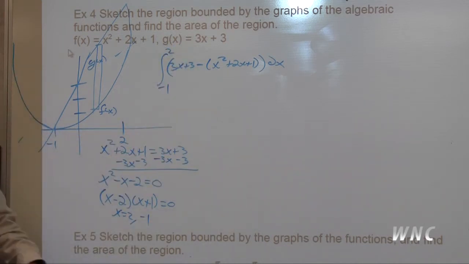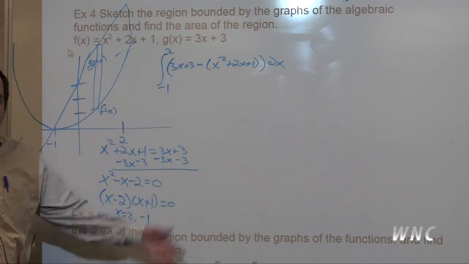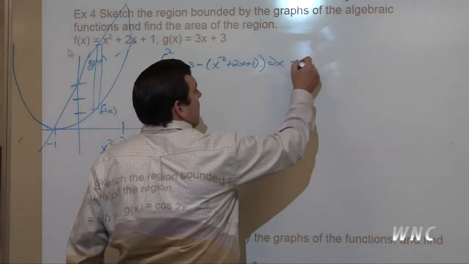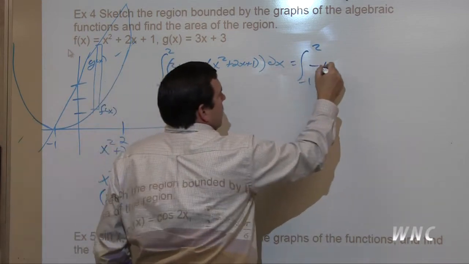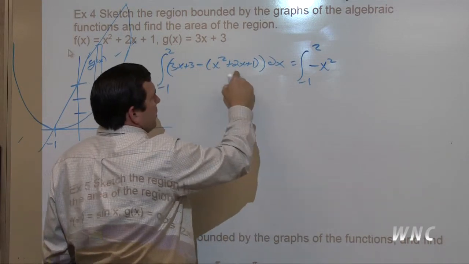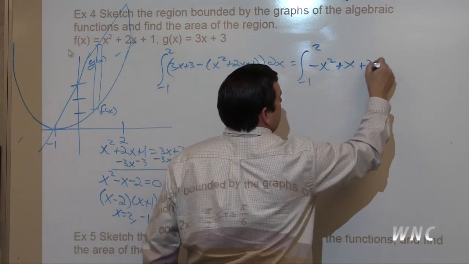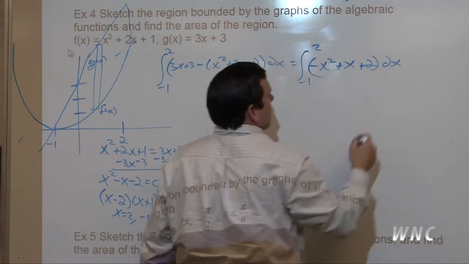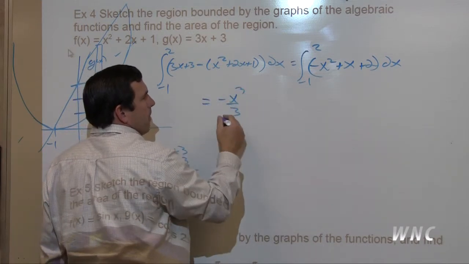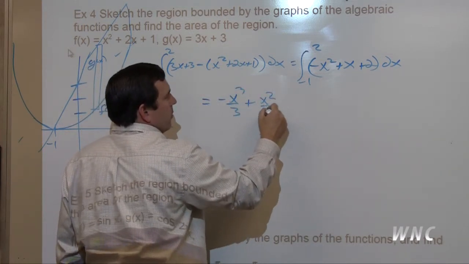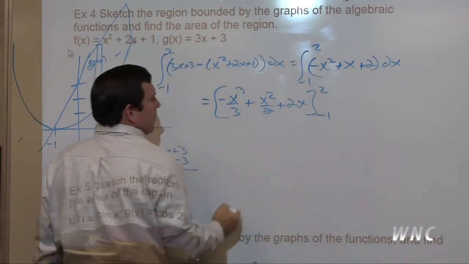So now just do the math again. Just going to distribute the negative and simplify our expression inside and then integrate. -1 to 2. Let's see, we have -x squared, 3x minus 2x, which is plus x. 3 minus 1 is plus 2. That's going to be -x cubed over 3 plus x squared over 2 plus 2x from -1 to 2.